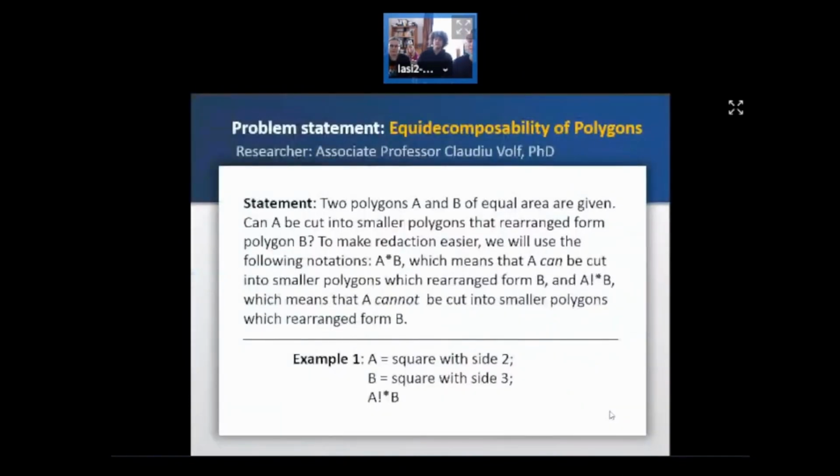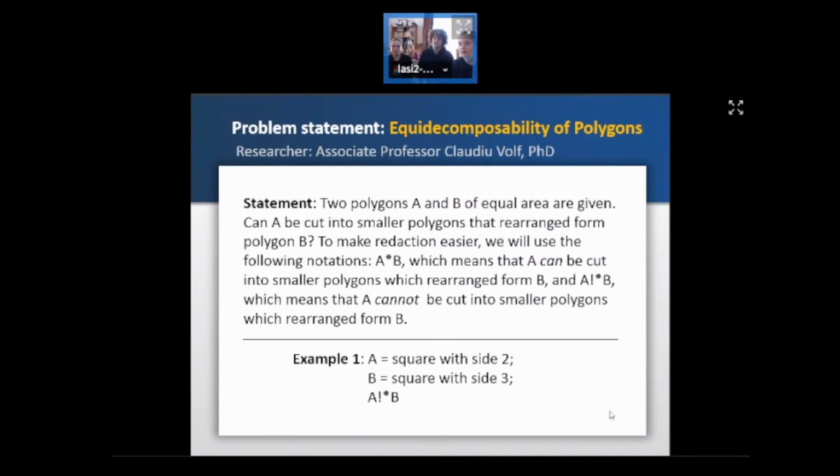Okay, so the statement is this. Two polygons A and B of equal area are given. Can polygon A be cut into smaller polygons that rearrange to form polygon B? To make the reduction easier, we will use the following notations. A can be transformed into B, which means that A can be cut into smaller polygons which rearrange to form B, and A cannot be transformed into B, which means that A cannot be cut into smaller polygons which rearrange to form B.